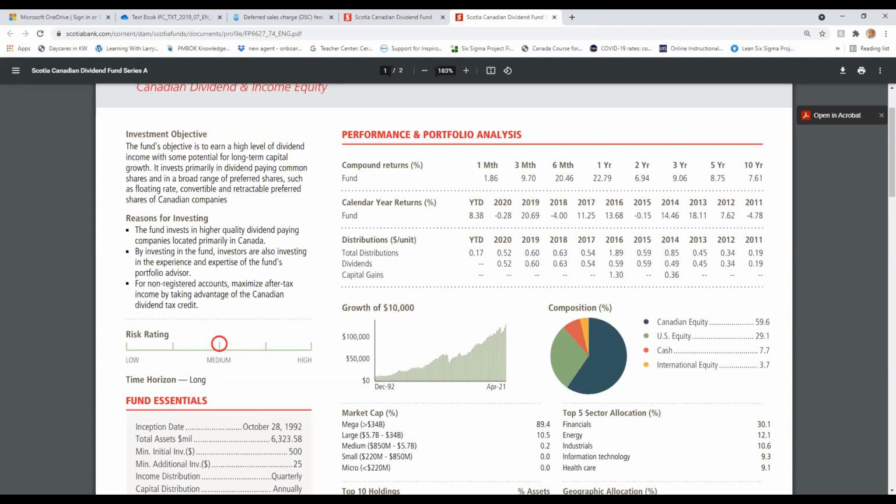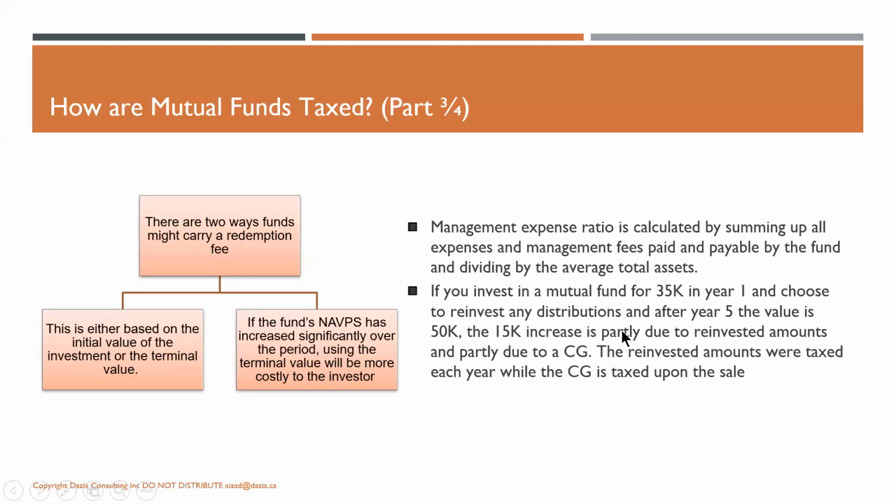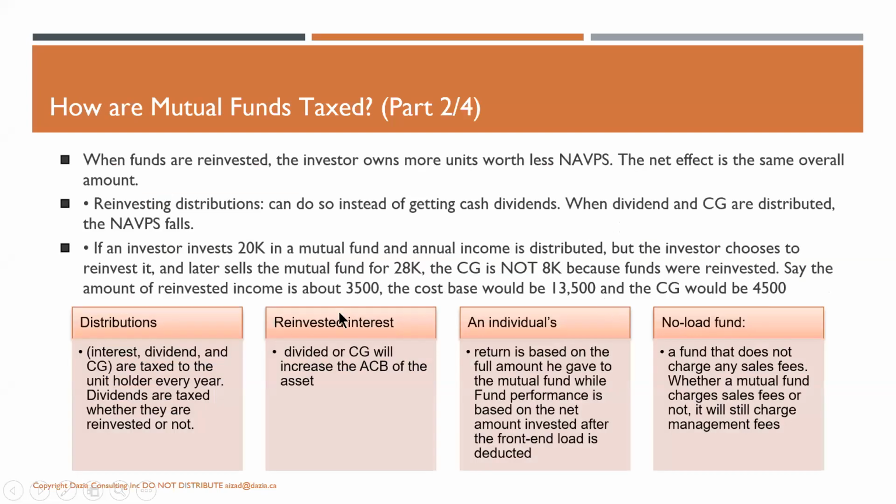Let me go back to the slides. We'll do the calculation later on. I just want you to understand the concept here. We'll go through this again, but this is what we're saying. Distributions, interest, dividend, capital gain are taxed to the unit holder every year. And dividends are taxed whether they are reinvested or not. So you have to pay taxes on this anyways.